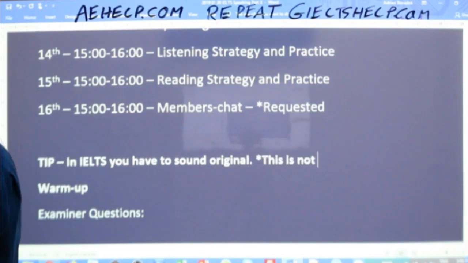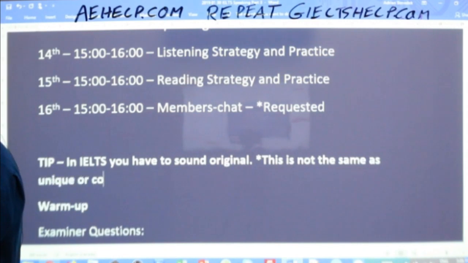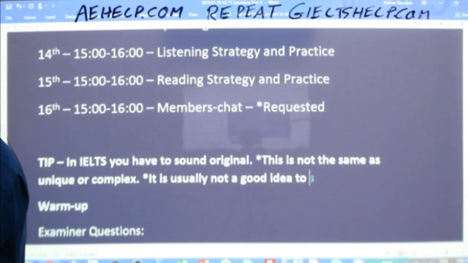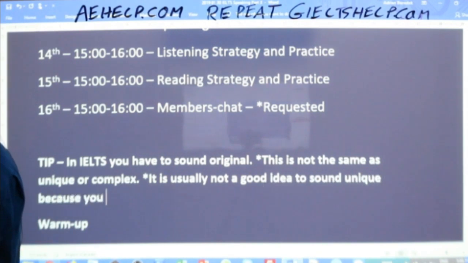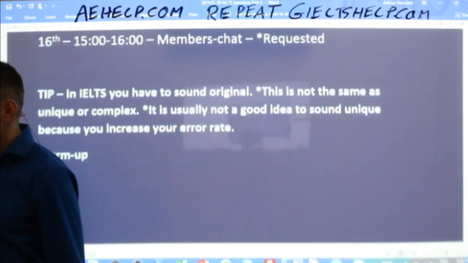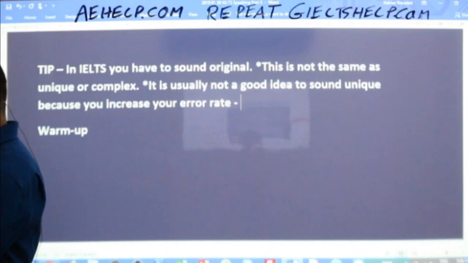This is not the same as unique or complex. It is usually not a good idea to sound unique because you increase your error rate, okay? Which means you make more mistakes.